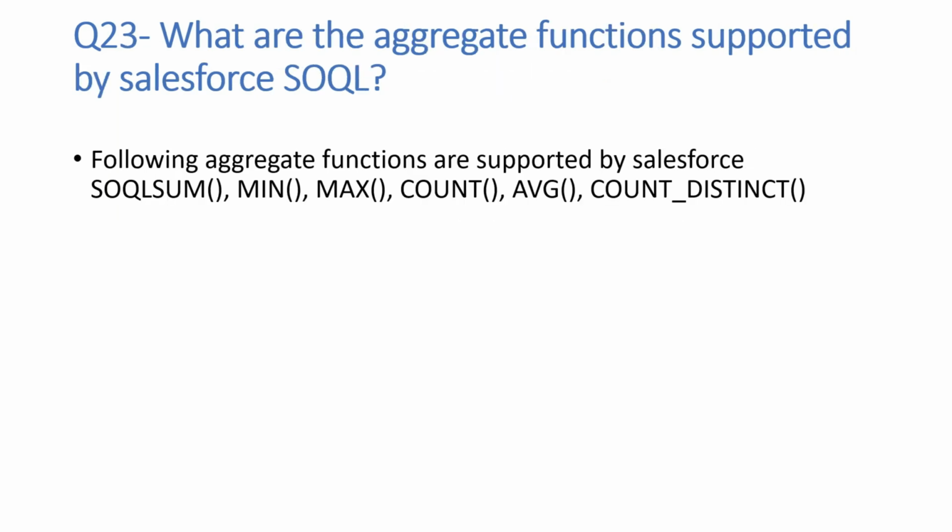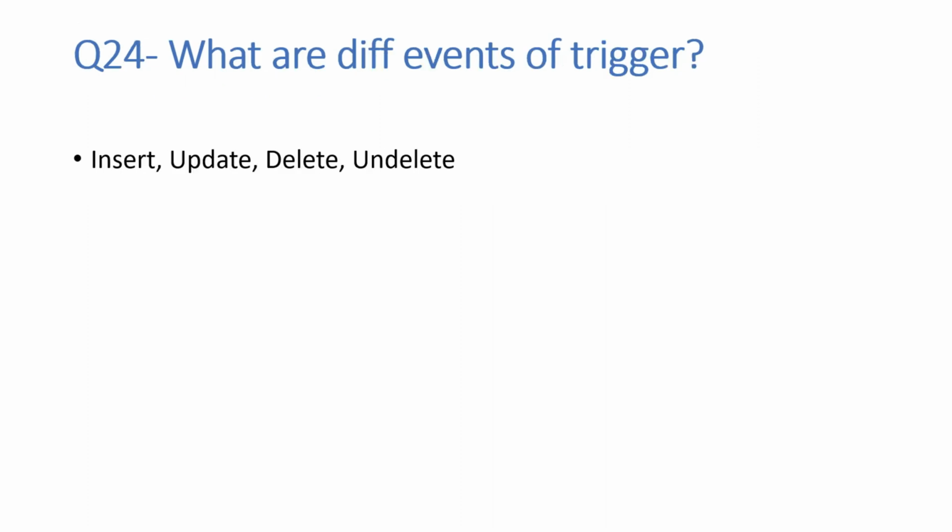Okay. So number 23, what are the aggregate functions supported by Salesforce SOQL? The following aggregate functions are supported by Salesforce SOQL: sum, min, max, count, average, count distinct. What are the different events of a trigger? Insert, update, delete, and undelete.